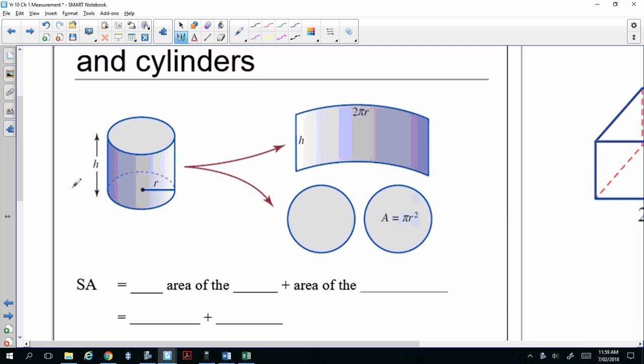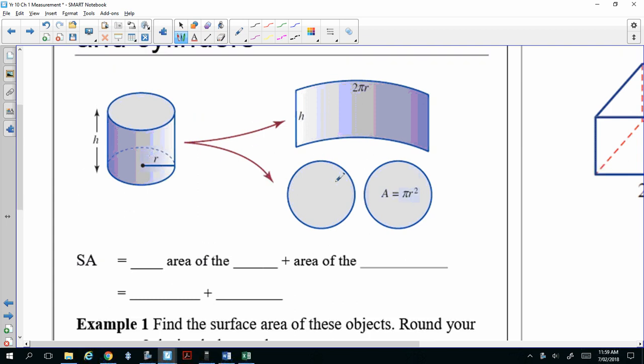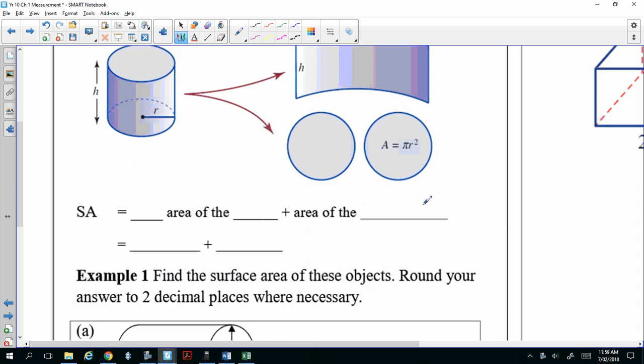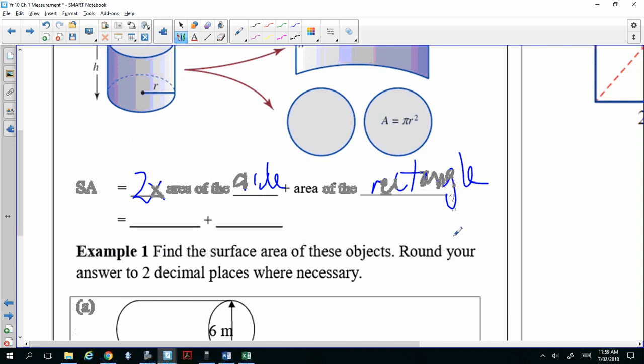Okay, so as you can see, a cylinder can be separated into 2 parts, the rectangle and the 2 circles. So we're going to write 2 lots of the area of the circle plus the area of the rectangle. And this formula needs to be known to you. You need to memorize it for the test. We will not be providing that formula in the test, so make sure you memorize it.